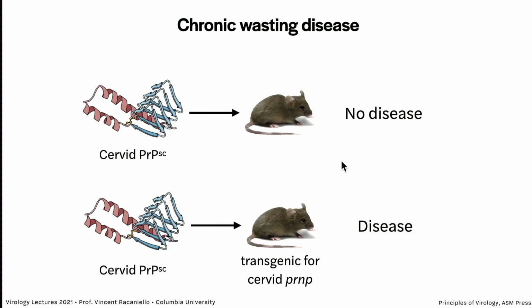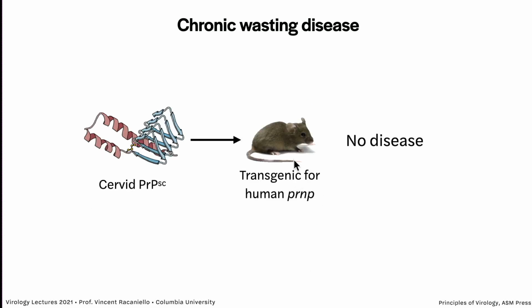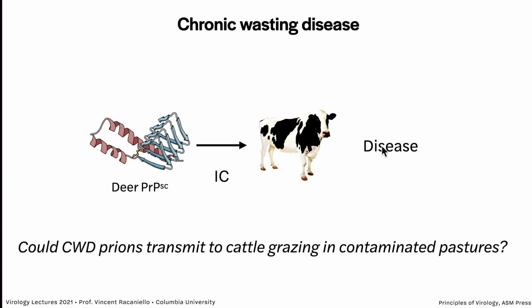Now, so far, the host range of the cervid PrPSc is pretty tight. If you inoculate it into mice, no disease unless the mouse is transgenic for the cervid PRNP gene. If you make mice transgenic for the human PRNP gene, you infect them with PrPSc from deer, there's no disease. So this is good. It suggests that people are not going to be infected with this.